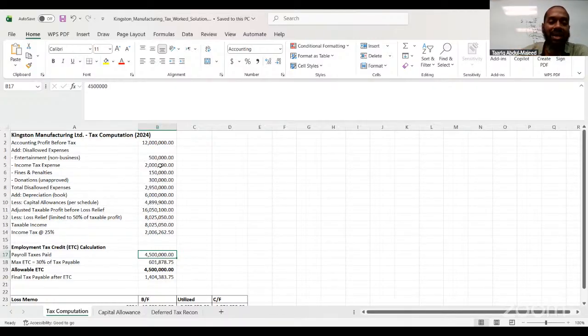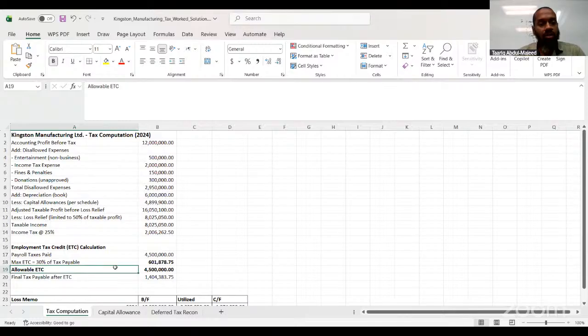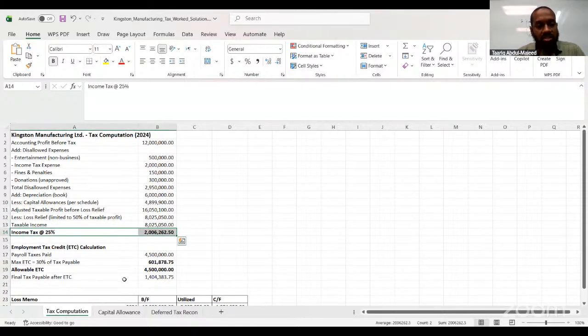So subtracting that, you would get, why did I highlight allowable ETC? Is it 601 should be highlighted? But the math is right. The math is right. So what is allowed is the 601,875. So the final tax payable is 2,062,62, subtracting the 601.